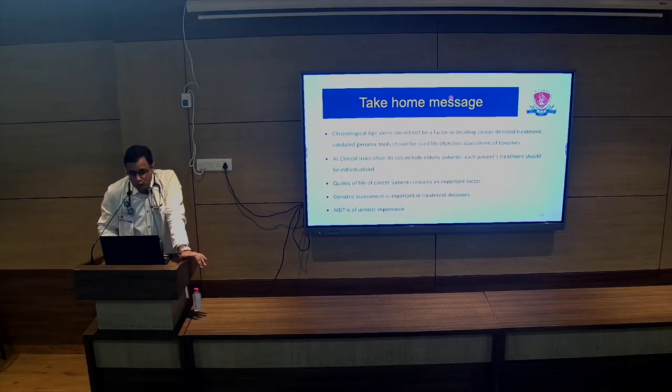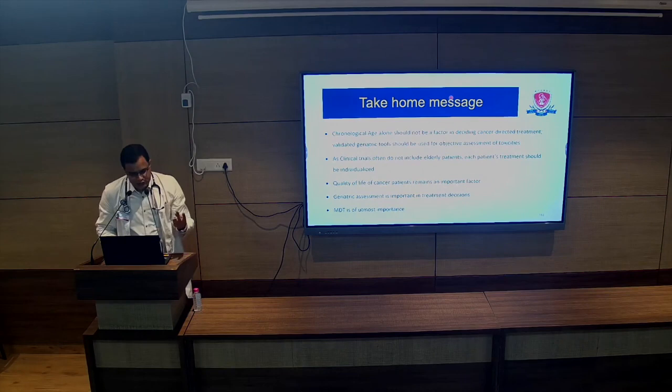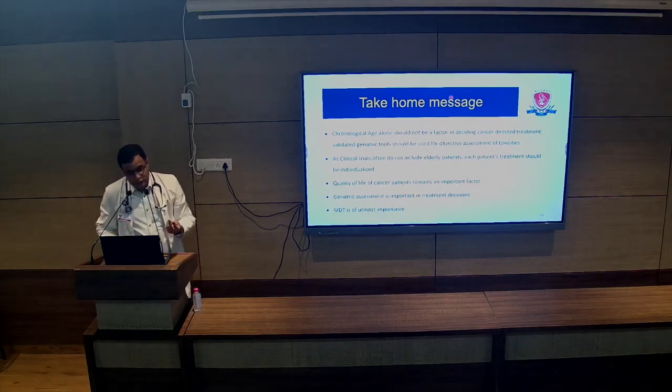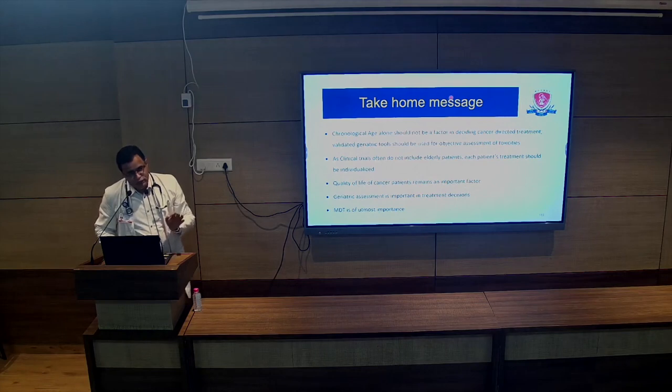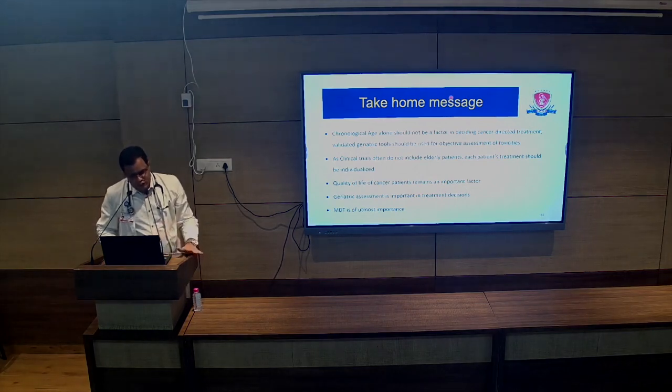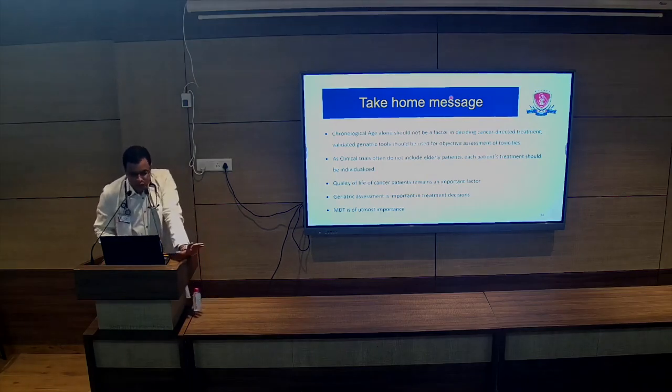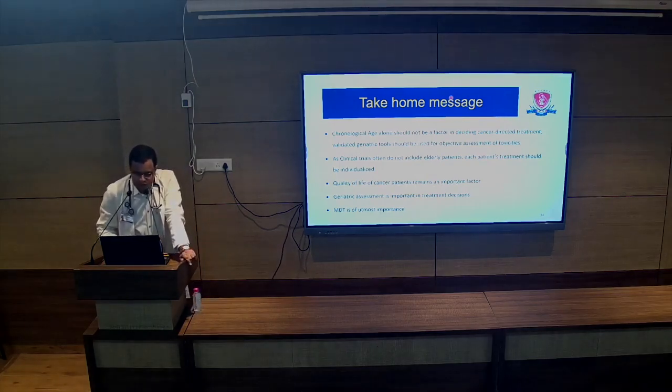So, age should not be considered as the single factor. Geriatric assessment is very important, and with this less toxic treatment we can cure the patient, and quality of life is very important for these patients, and with newer treatment options we can maintain the quality of life for these patients. As we have seen in this patient, she is disease free and her quality of life is very good.